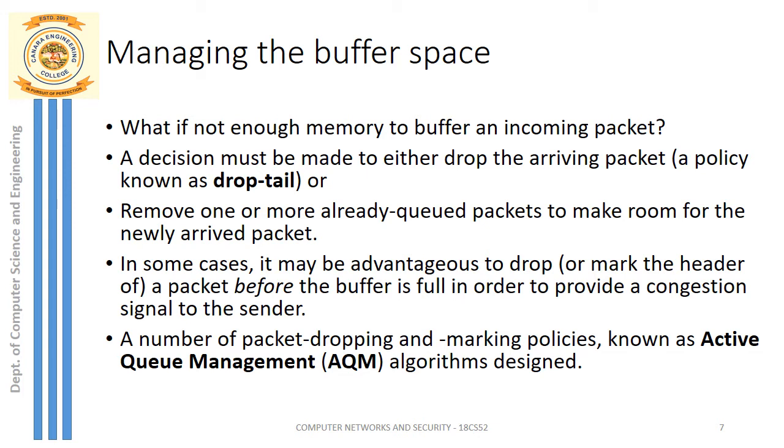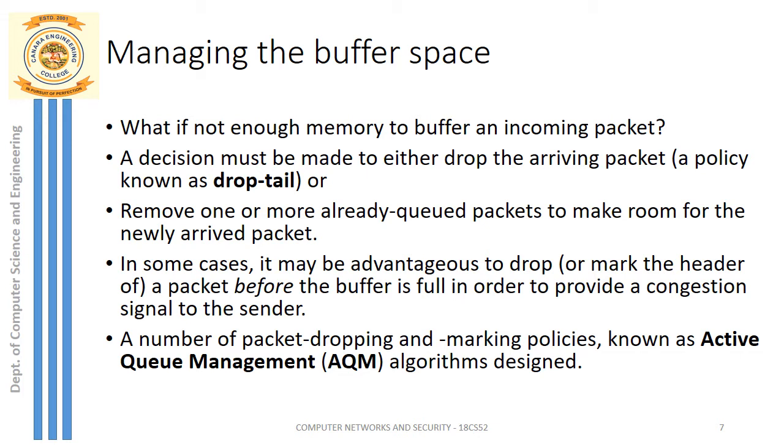How do we manage the buffer space? What if there is not enough memory to buffer an incoming packet? That means whenever an incoming packet arrives at the output port and there is not enough memory, what exactly happens? In this scenario, a decision will be taken based upon some criteria. Sometimes we will drop the arriving packet. This policy is called drop tail. Or one or more already queued packets will be removed from the output port in order to make room for the arriving packet.